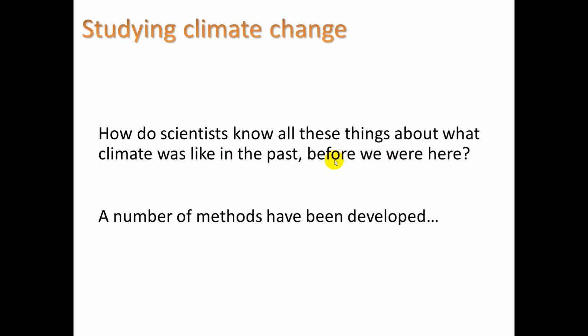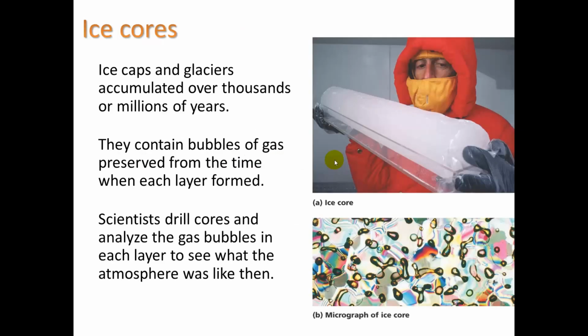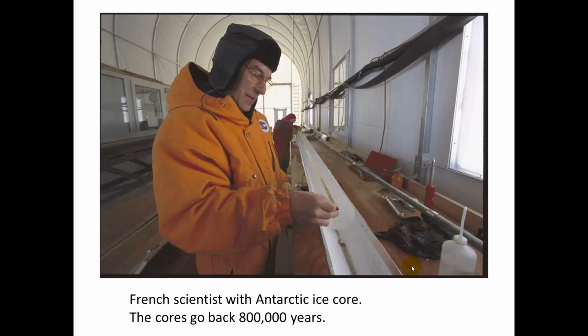How do we study climate change? Well, a number of things have been developed. We take ice cores, we dig deep holes in the ground, and we pull out these cores, and we analyze the gas bubbles inside. We can pull out ice from hundreds of thousands of years ago, and pull out air from hundreds of thousands of years ago. And then we analyze it. These cores go back 800,000 years. Basically, every year there's a new small layer of ice that's deposited. And when it does, it also traps in some of the air.